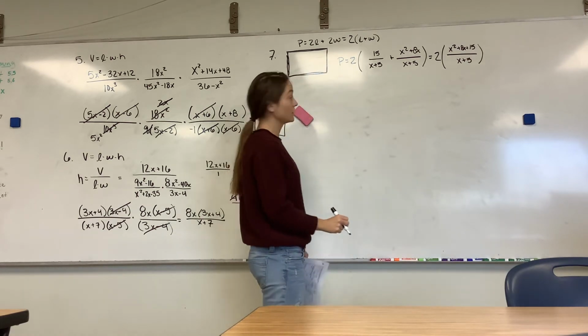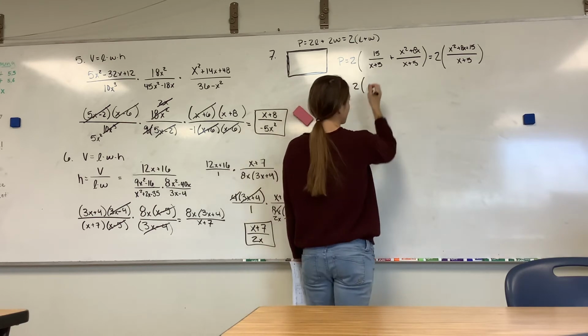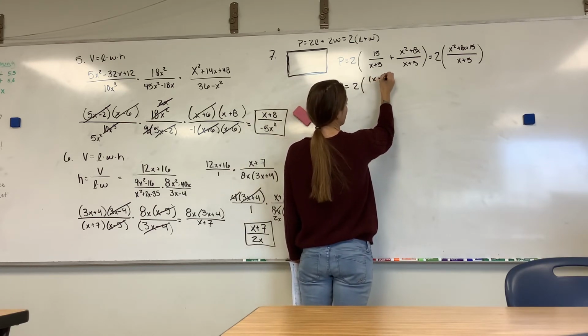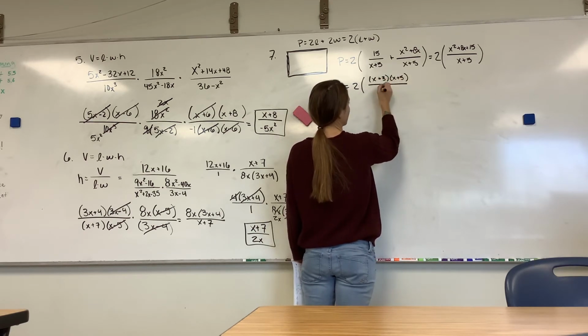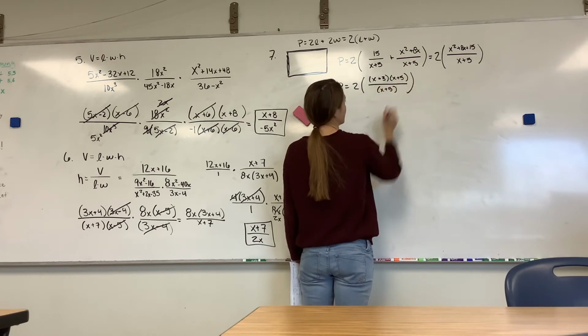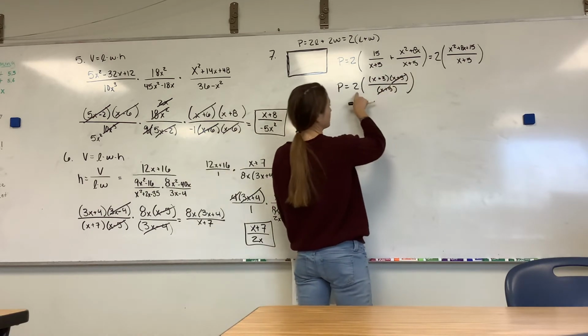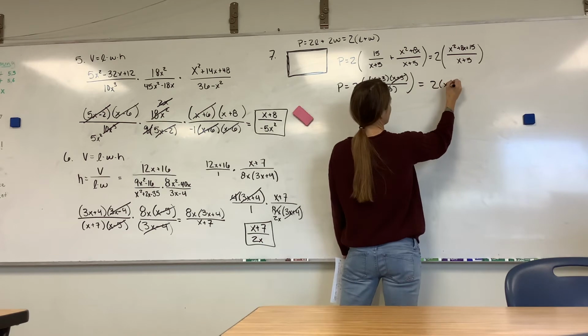Now if we factor the numerator, we get that perimeter is equal to 2 times x plus 3, x plus 5 all over x plus 5. So these x plus 5s cancel out, and you're left with 2 times the quantity x plus 3.